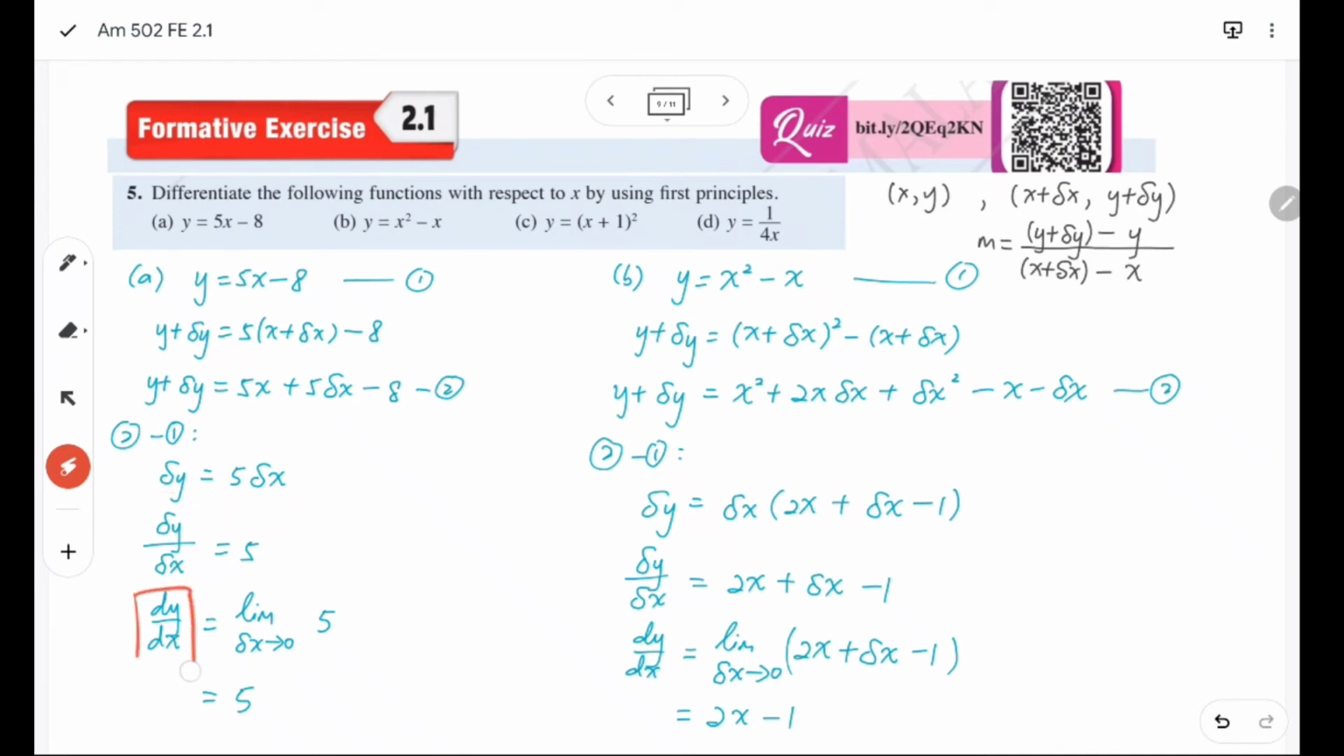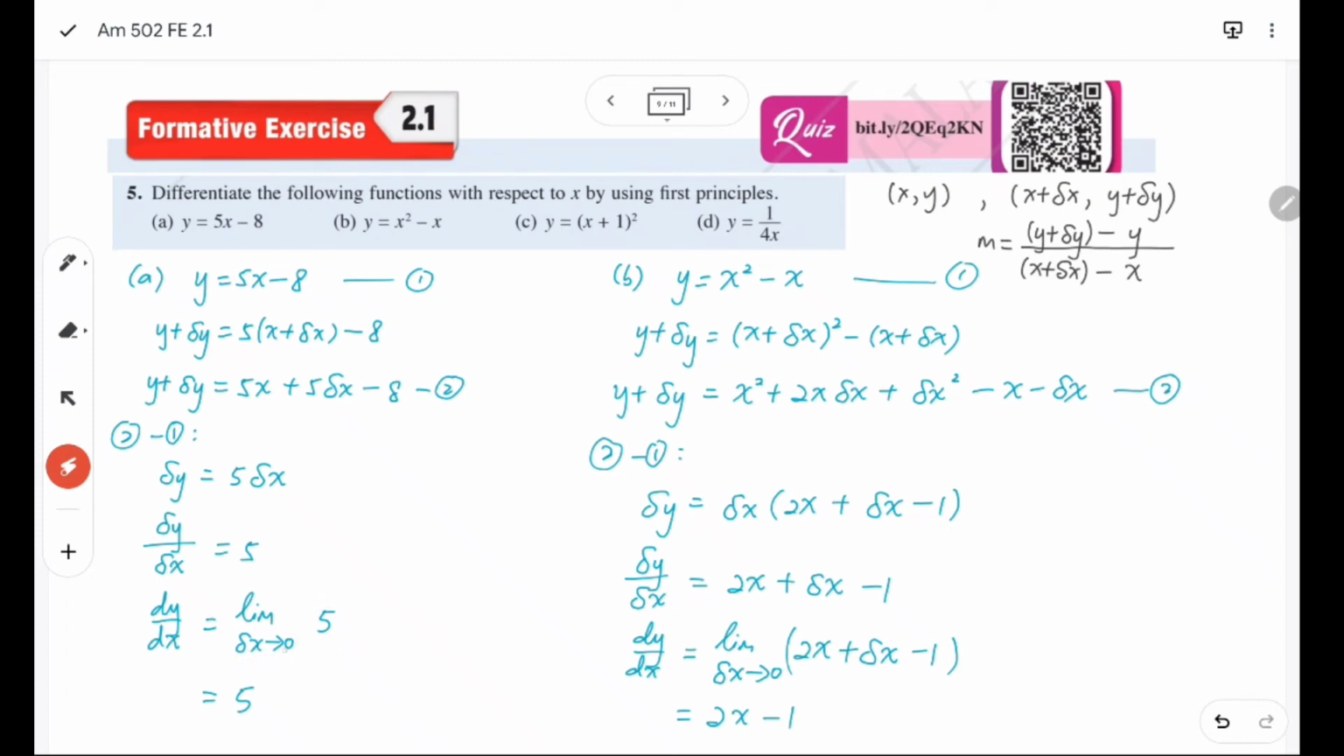And we are trying to get dy dx, which is nearly del y over del x. So we move del x to become a divisor, and the right-hand side is left with only 5. So we know dy dx is the limit of del y over del x when del x tends to 0. So del y over del x is 5.